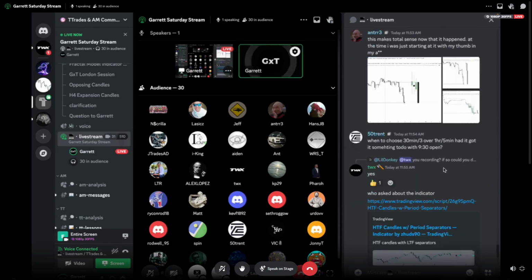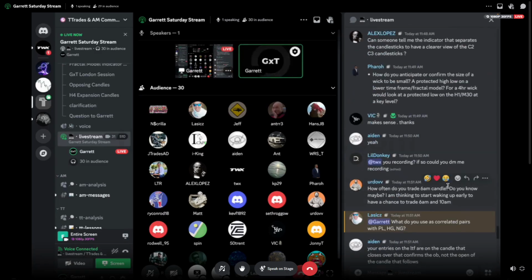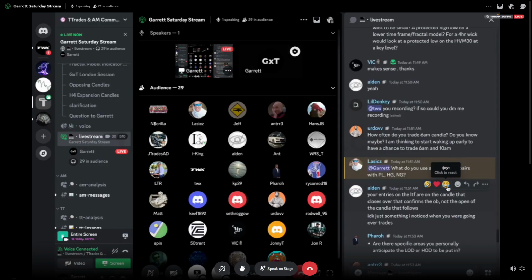I'm not entering before the CSD, by the way. I'm entering at the direct close. So yeah, basically the open of the next candle. But I have to enter after the CSD is confirmed, of course.